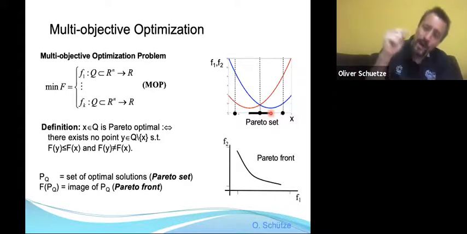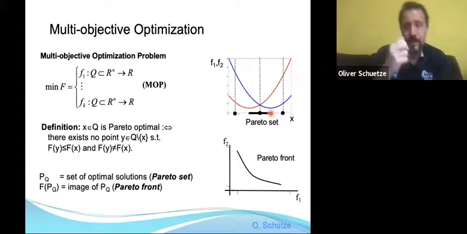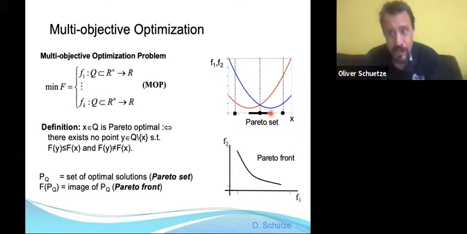If I go left, one function goes down and the other function goes up. And if I go to the other side, the opposite happens. So all of these points are, according to my definition, optimal, right? So this is the so-called Pareto set. It's a set of optimal solutions.